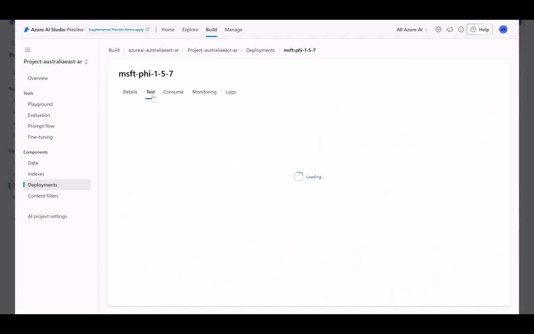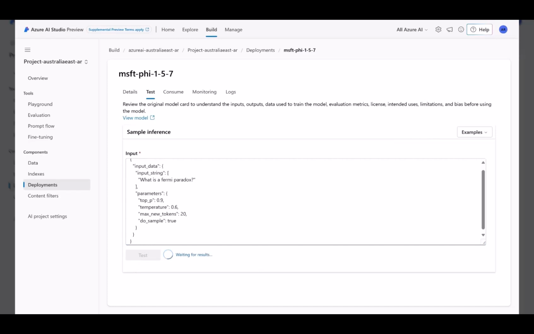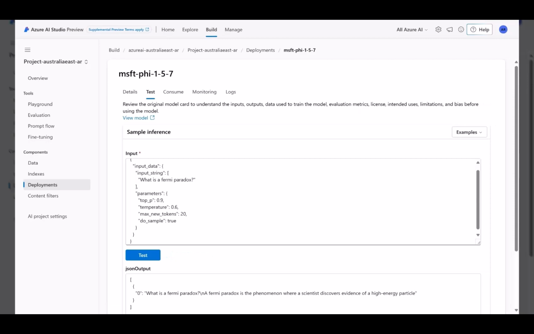For this specific demonstration, we are going to ask it a couple of questions across various domains and check for the responses. In the first case, I'm asking a specific question on astronomy in terms of what is the Fermi paradox. As we see, a Fermi paradox is the phenomena where scientists discover the evidence of high energy particles. Let's go ahead and ask it a question from a different domain wherein we check for the implications of AI in healthcare. As we see, we have asked it diverse questions, and despite being trained on a very small data set, the tool is able to effectively give us responses.